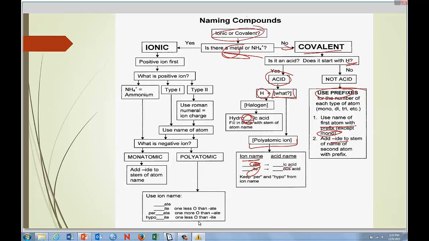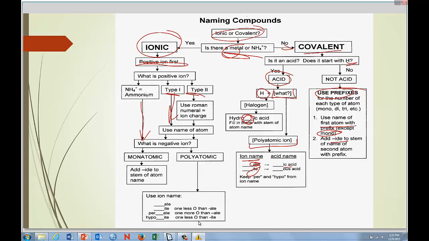If you do have a metal or ammonium, that means you have an ionic compound. The positive ion is always first. So what's the positive ion? If it's ammonium, you drop down and figure out what the negative ion is. If it's not ammonium, it could be a type 1 or a type 2. Type 1 is the type where you can look at the periodic table and determine its charge.